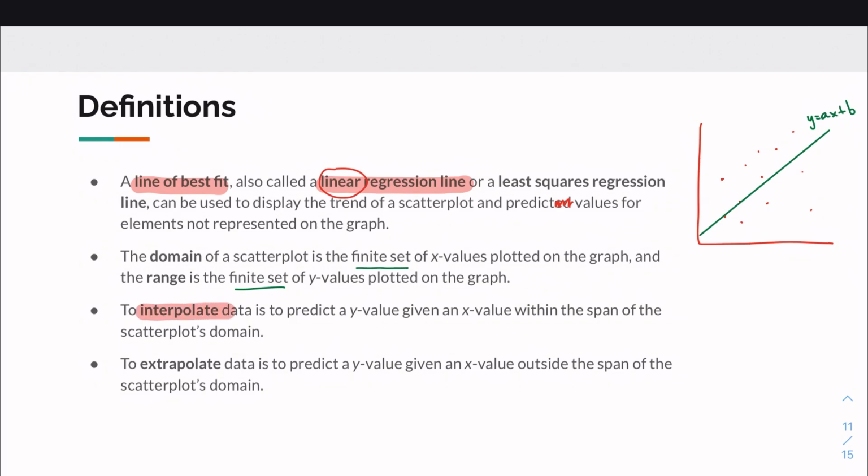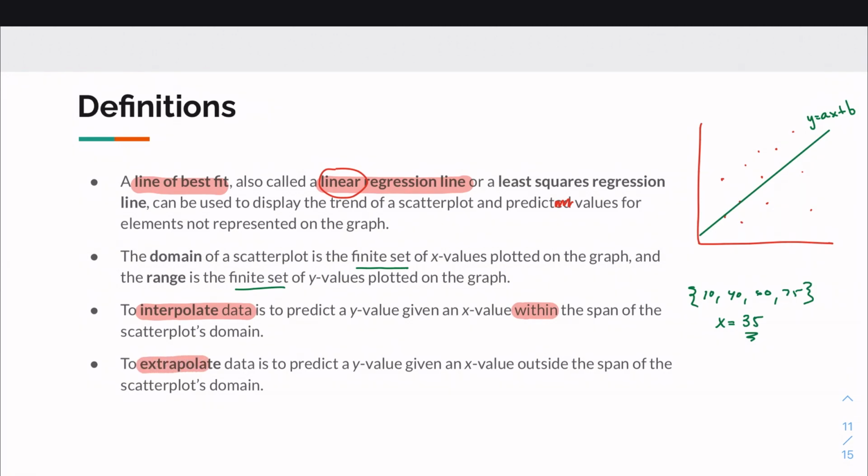So interpolation or interpolating data is to predict a y value given an x value within the span of the scatter plot's domain. So if my data is just like 10, 40, 60, 75, right? And I'm asked to predict for like 35, right? Well, this 35 fits in the span of my x values. So we would call that interpolation.